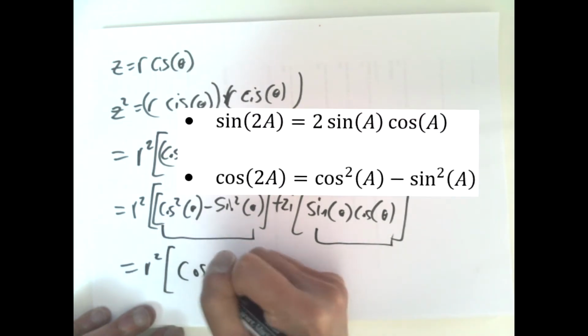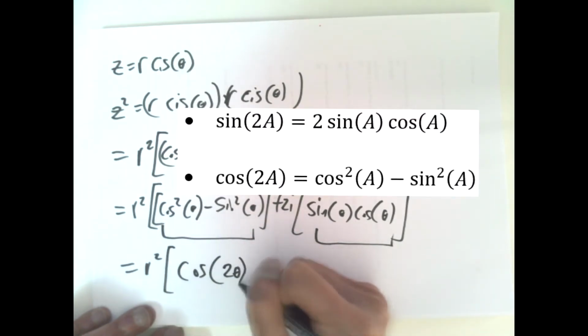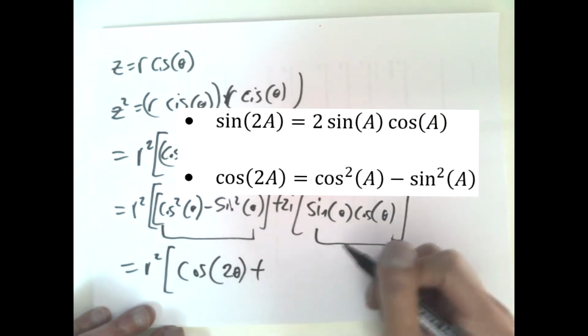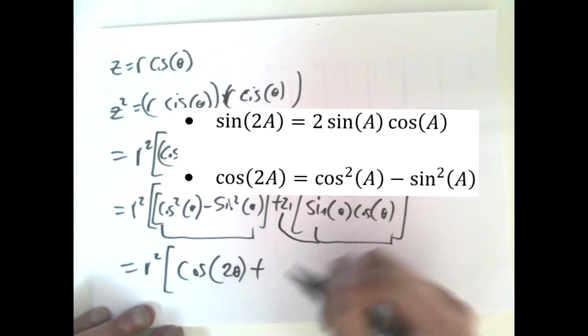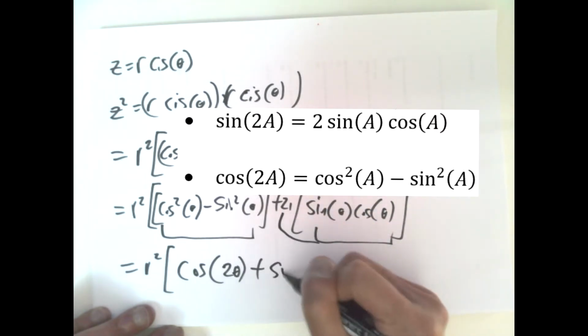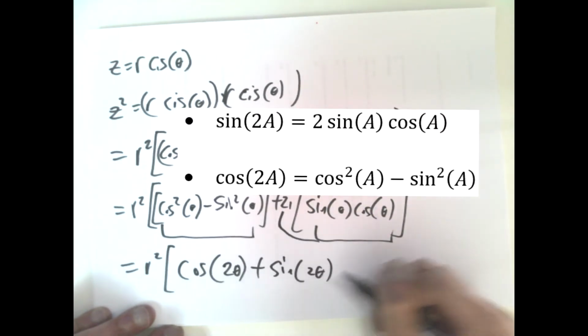This is the cosine double angle formula, and this is the sine double angle formula. Well, inclusive of the 2, this is going to be the sine double angle formula.